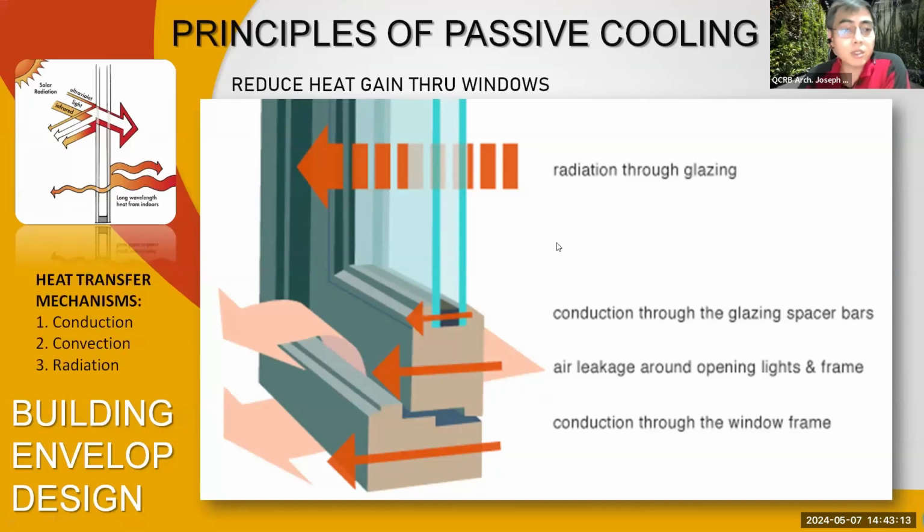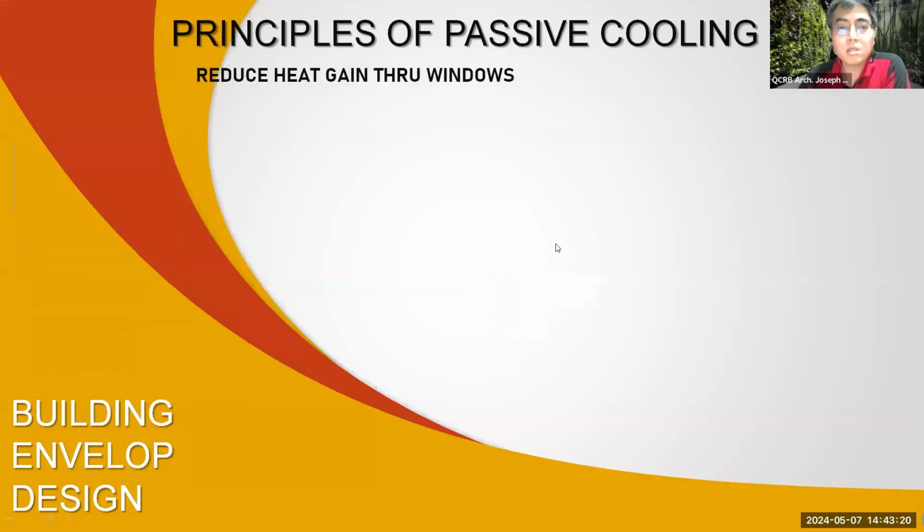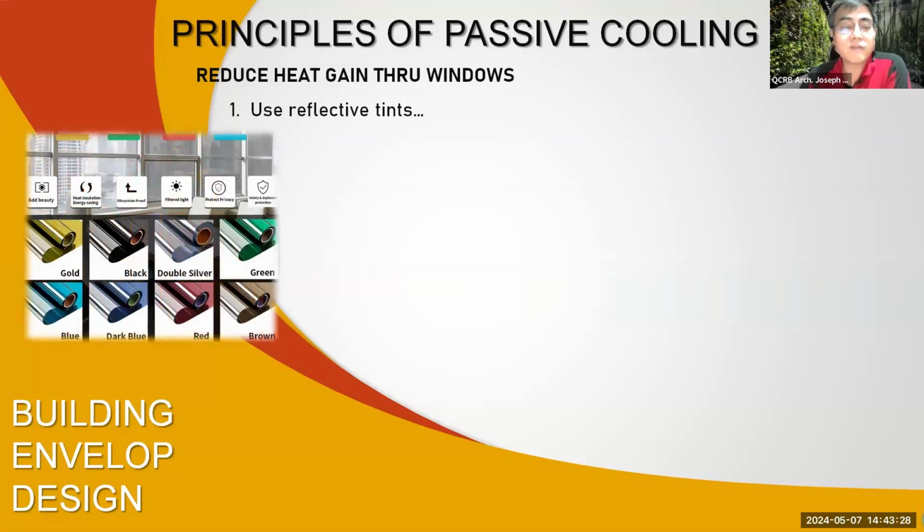So as mentioned earlier, heat transfer mechanisms are: one, conduction; two, convection; and three, radiation. Para lang you understand how heat is being transmitted into the house. How do you reduce heat gain through windows? Of course, you use reflective tints.